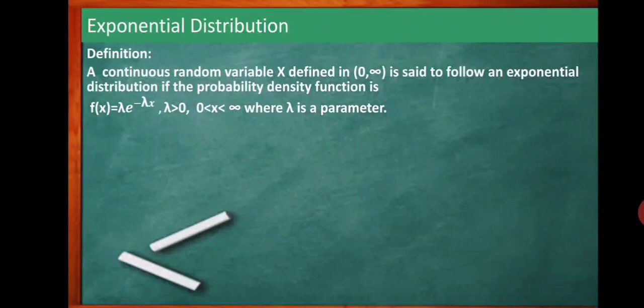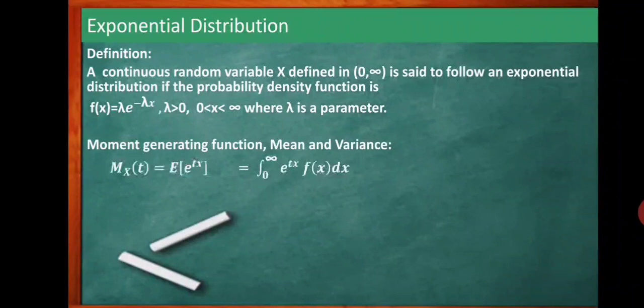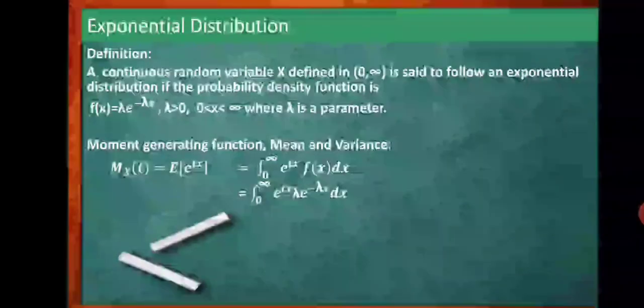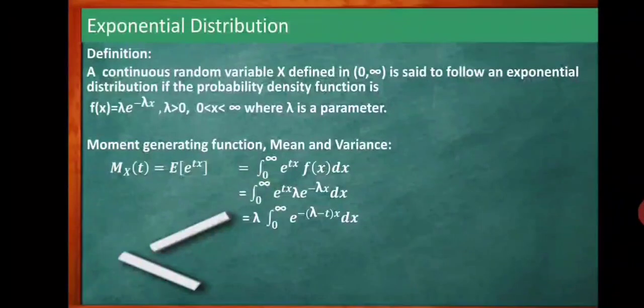Now using this formula we derive moment generating function, mean and variance. First, moment generating function, the notation is M x of t, which is equal to E of e power tx, that is equal to integral 0 to infinity e power tx f of x into dx. This is a formula for moment generating function. Now in the place of f of x we substitute lambda into e power minus lambda x, then integrate.